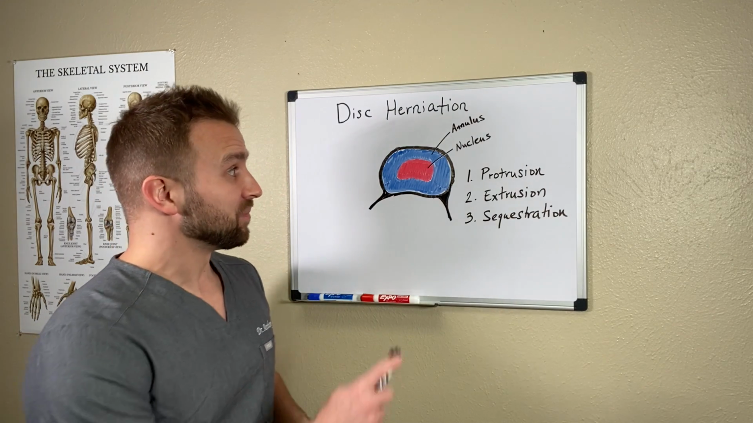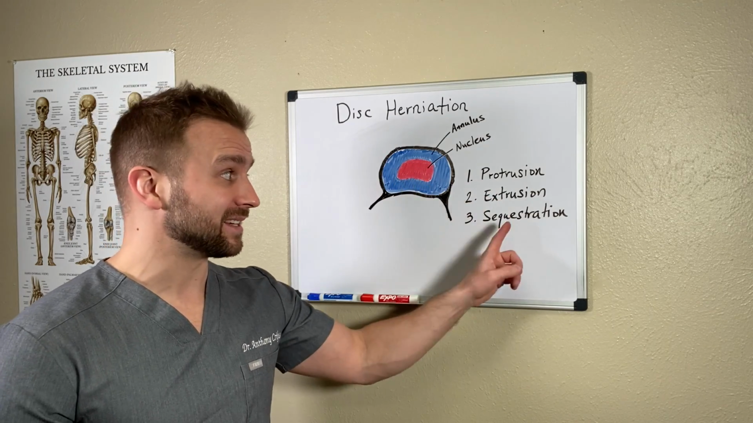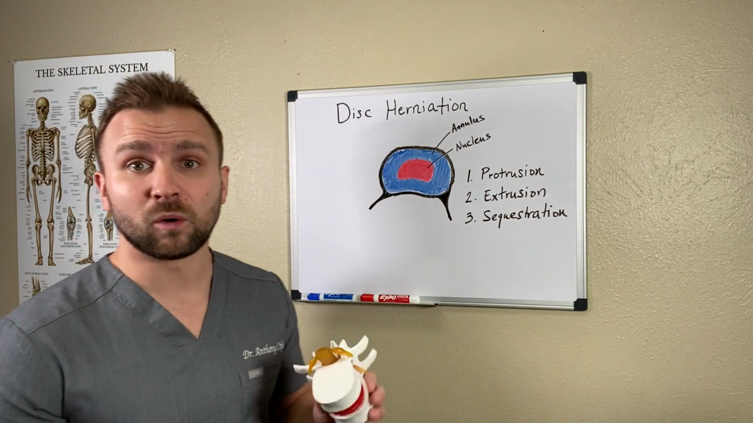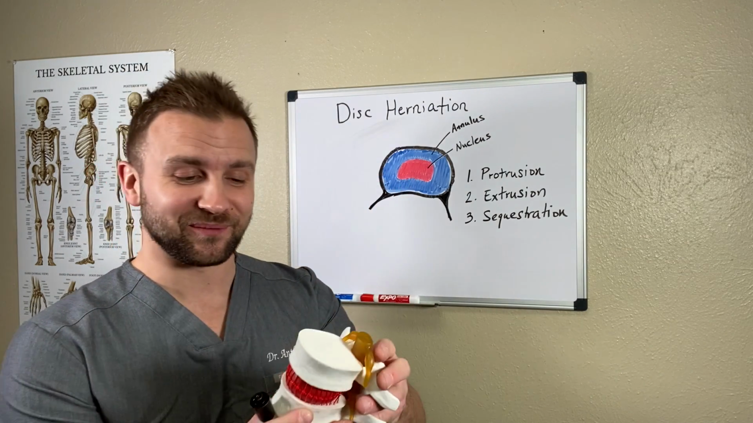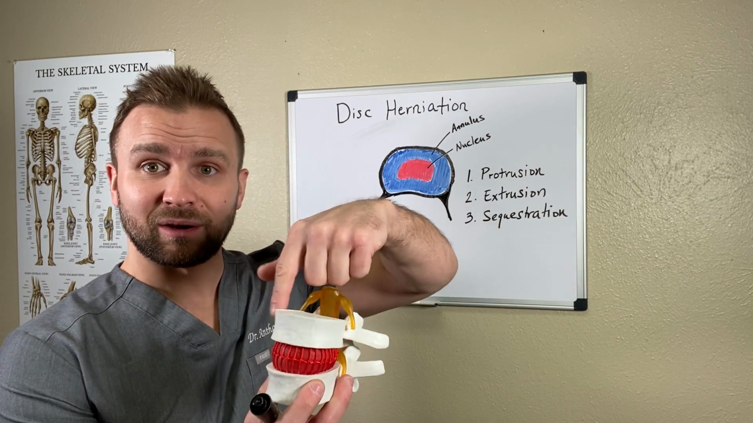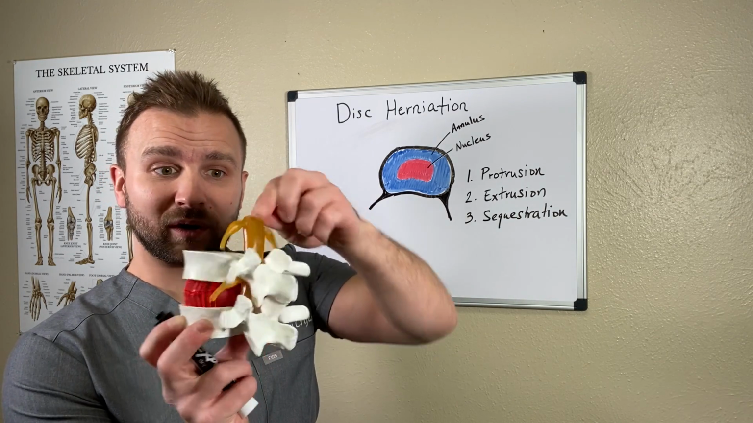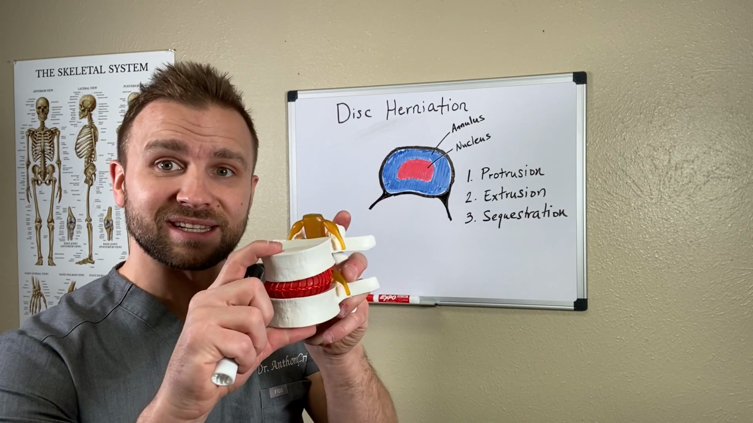There are three major types. The first one is protrusion, then extrusion, and then sequestration. I'm going to go over real quick what your disc is. On this bone model, we have the bones, which are your vertebrae, and this is your spinal cord and your nerve roots. The red thing here is known as your disc.